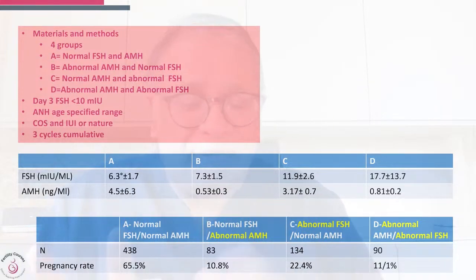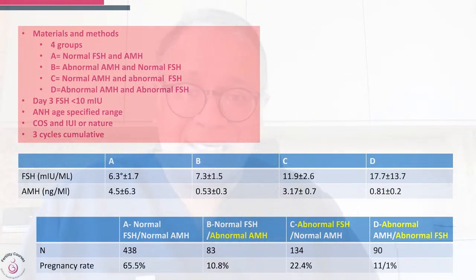So if you look at the general pattern from A to D, you can see the pattern. When you looked at the results, when you had a normal FSH and a normal AMH, your chances of falling pregnant were the best. If you had an abnormal AMH, a low AMH, and a normal FSH, your chances of falling pregnant were still low. On the other hand, if your FSH was high but your AMH was normal, the chances of falling pregnant were better. And when you had both abnormal, your chances of falling pregnant were worse.